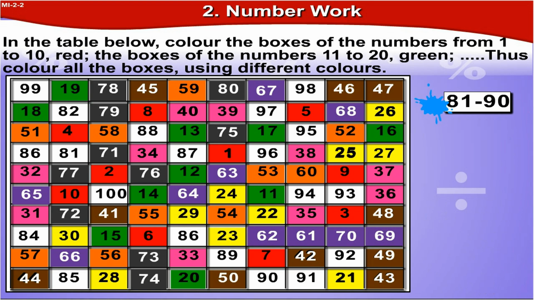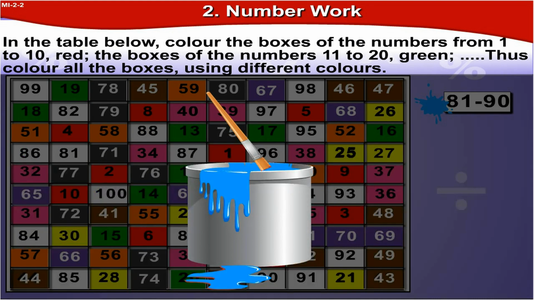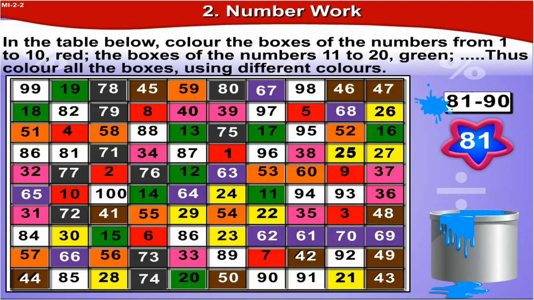Now, numbers from 81 to 90. Let us locate numbers from 81 to 90 and color them red. Here is number 81 and color the box containing number 81 red. Now look for number 82 and color it in red color. Let us find out number 83 and color the box containing number 83 in red color.